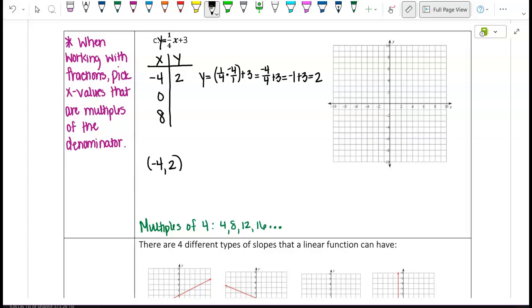Then we have 0. So we have y equals 1/4 times 0. 0 doesn't get a denominator. 0 divided by 1 is still 0. Plus 3 just gives me 0 plus 3, which equals 3. So my next ordered pair is 0, 3.